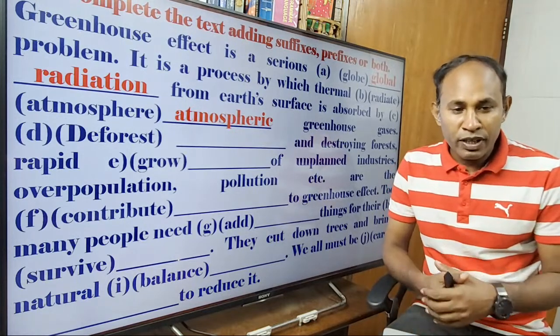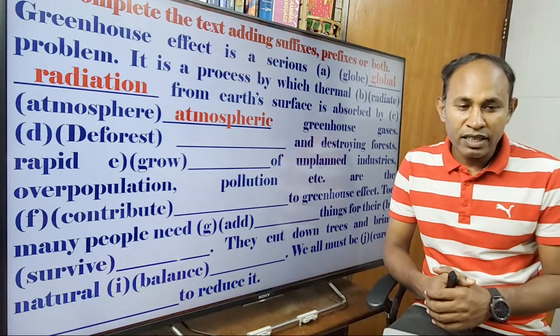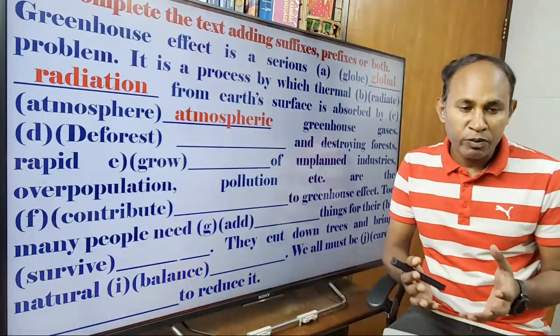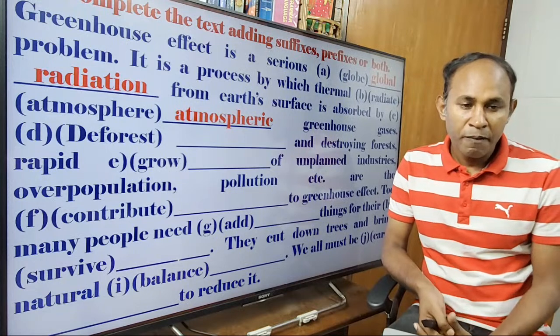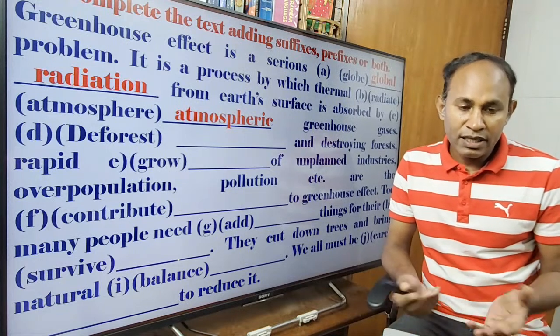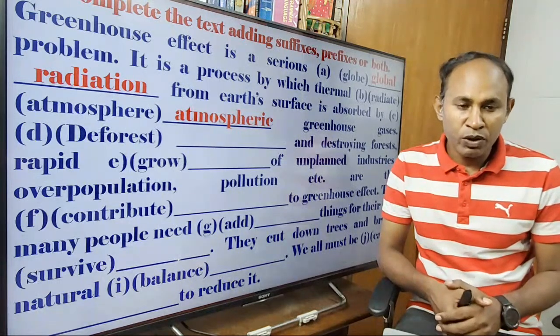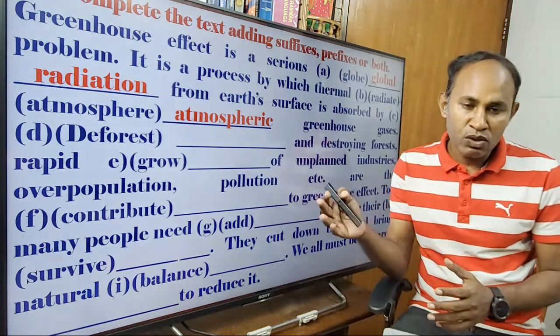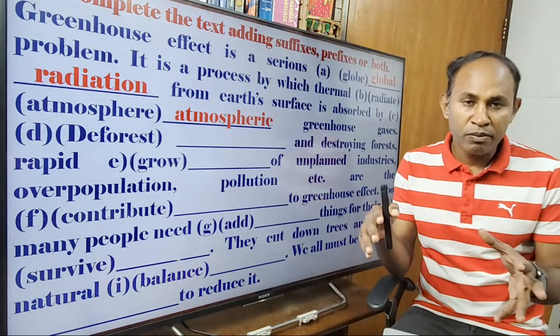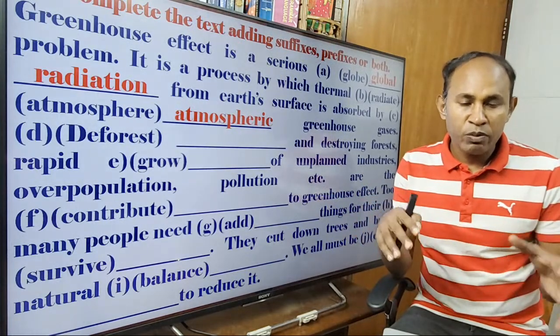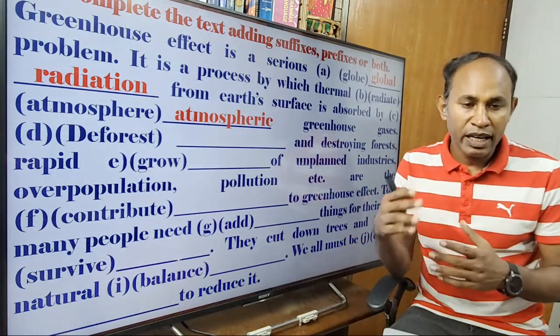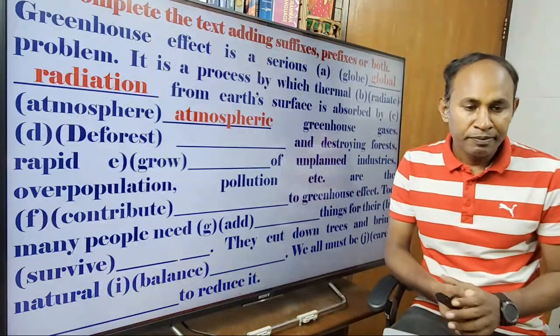So atmospheric is the answer, the word that comes from atmosphere. Probably you can understand. Atmospheric greenhouse gases. Because what is the meaning of the word atmosphere? Atmosphere is the air envelope. And atmospheric greenhouse gases means we have gases in our atmosphere. Those gases are called atmospheric greenhouse gases.